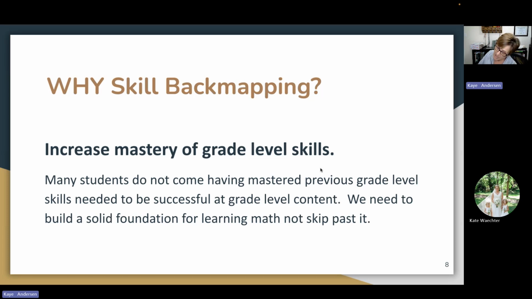Why should we back map? We need to increase mastery of skill levels. The bottom line is many of our students do not come to us having the skills that they need in order to be successful at the grade level skills that we want them to be able to do. And so we need to look at the importance of spaced and interleaved practice opportunities as we move from one area to the next.